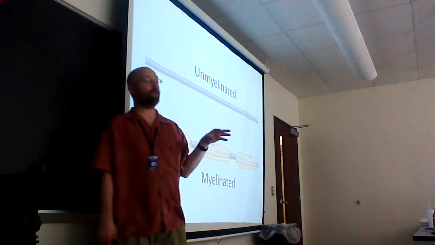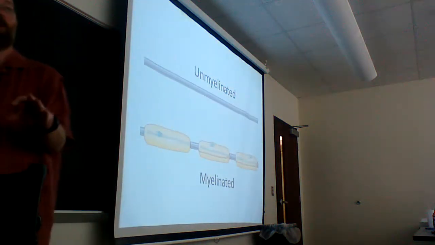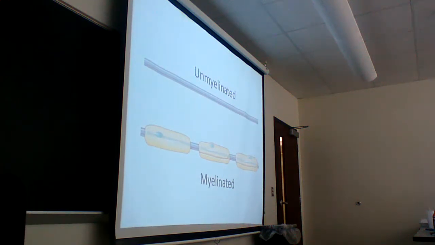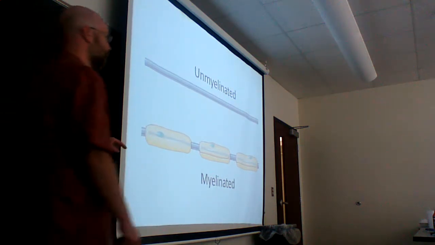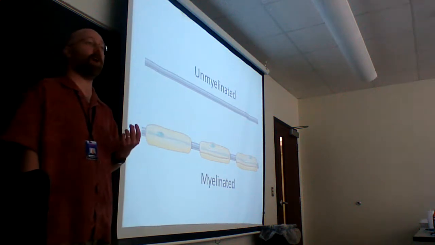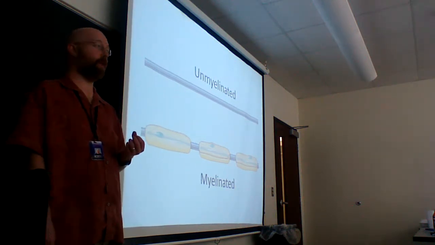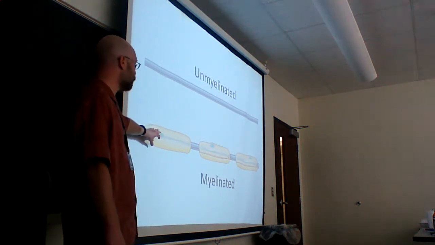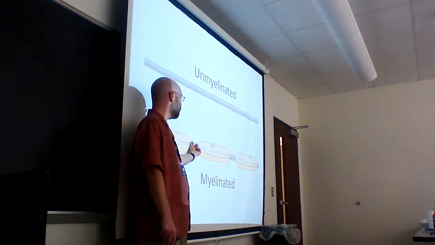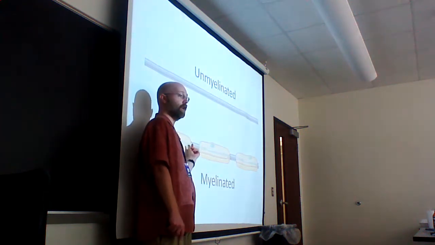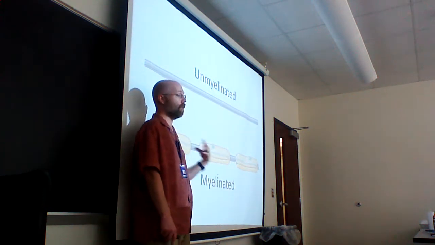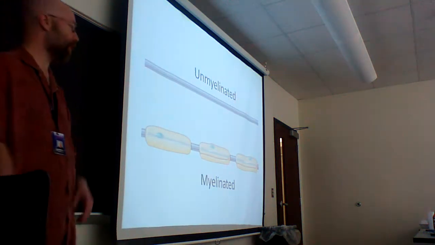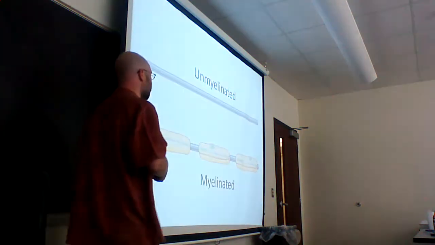Now, this is a question on last semester's test that really threw some people, and I had a couple of students get really mad at me about this question. So I'm going to make sure that I clear the air now. Do you find nodes of Ranvier in myelinated or unmyelinated axons? Only in myelinated, because it's not just the naked axon, it's actually the space between insulation. So nodes of Ranvier are features only of myelinated axons.